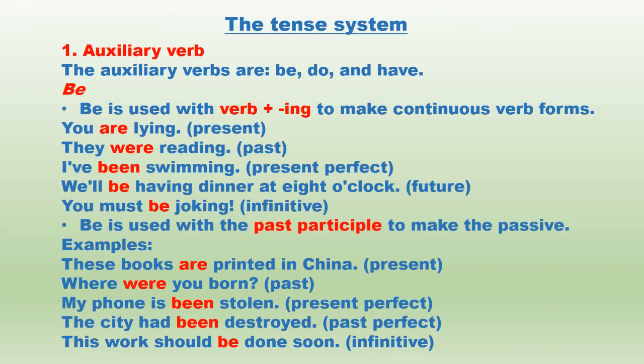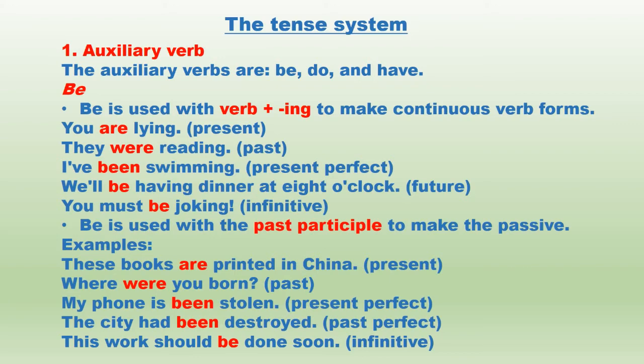Okay, now let's start with the first class of verbs, which is the auxiliary verb. Auxiliary verbs could be have, do, or the verb to be. The verb to be is used with an ing verb to make continuous verb forms. For example, you are lying. This is present continuous tense. Are is an auxiliary verb. It's not the main verb of the sentence because it's followed by lying, an ing verb.